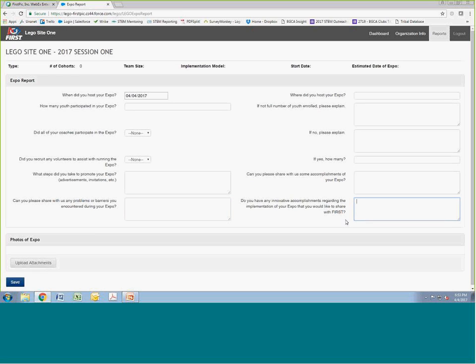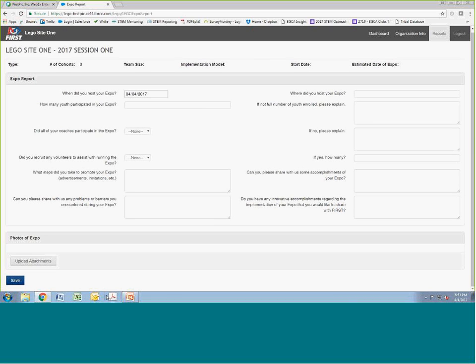Next, do you have any innovative accomplishments regarding the implementation of your Expo that you would like to share with us? So anything that you did that is really unique to your site that other people may or may not have done, we can use to share with the rest of the sites as kind of best practices for them. This is where we would ask you to share that.